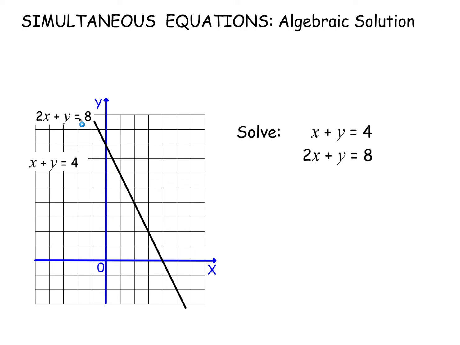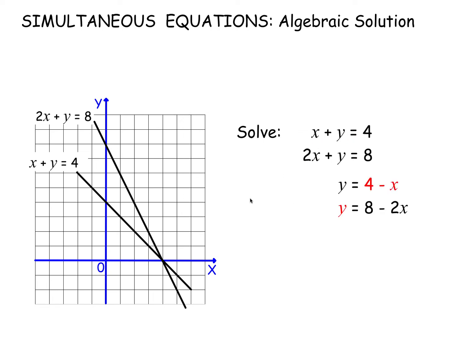The only point which was a solution to the system of equations had to be on both lines. There's only one point on both lines, and it was the point of intersection here, (4, 0). It was the only point that satisfied both equations.